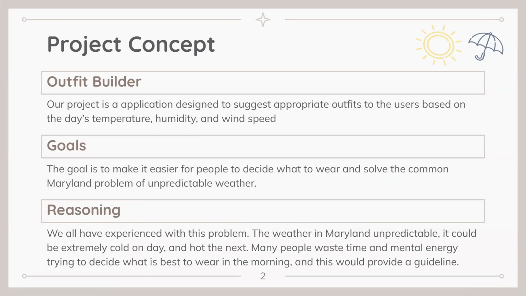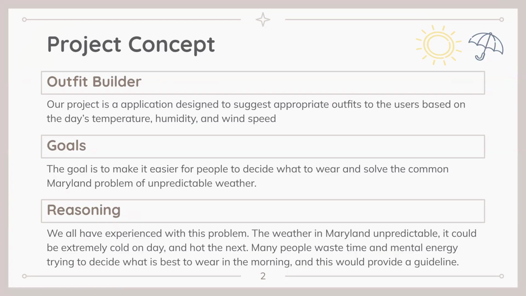Our project is an application designed to suggest appropriate outfits to the users based on the day's temperature, humidity, and wind speed. The goal of our program is to make it easier for people to decide what to wear and solve the common problem of Maryland weather.